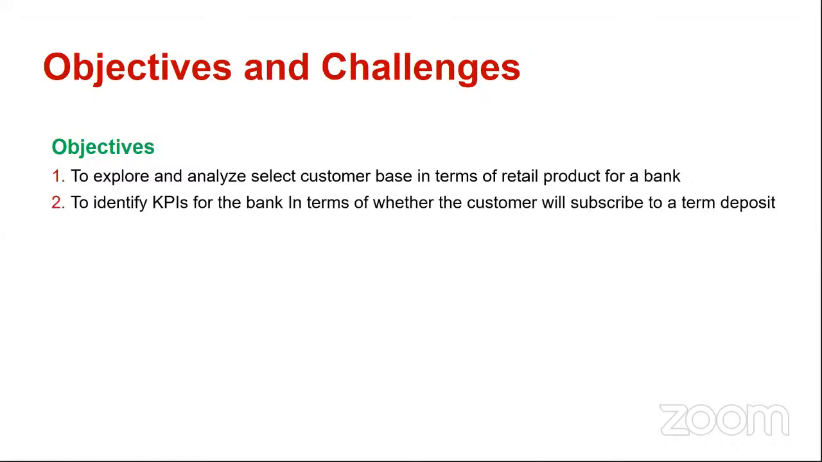The second objective is that we have to identify some KPIs, key performance indicators technically, which we will recommend to the bank, in terms of whether the customer will subscribe to the term deposit or not. So there are a multitude of explanatory variables, or input parameters, that by and large would affect the buying decision of the customer. We will detect them and submit them as a KPI report to the bank and empower the bank to make the right decisions in the future.